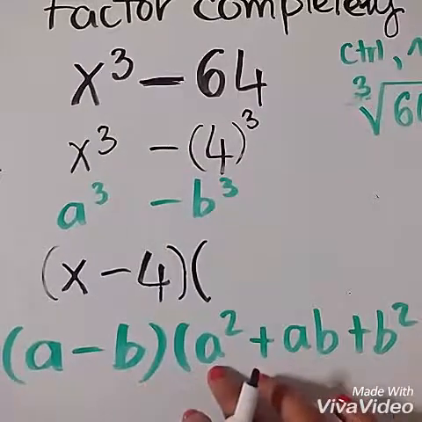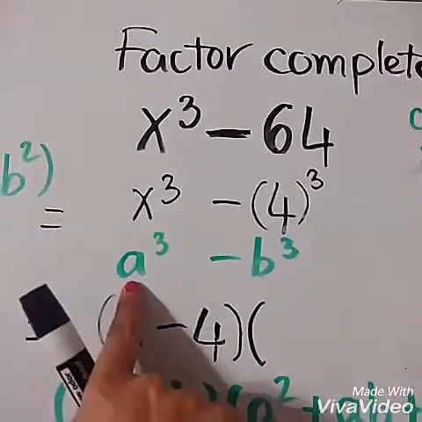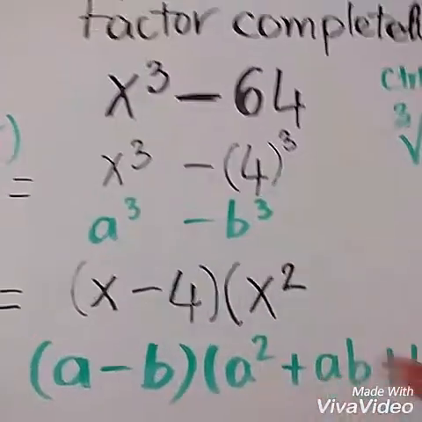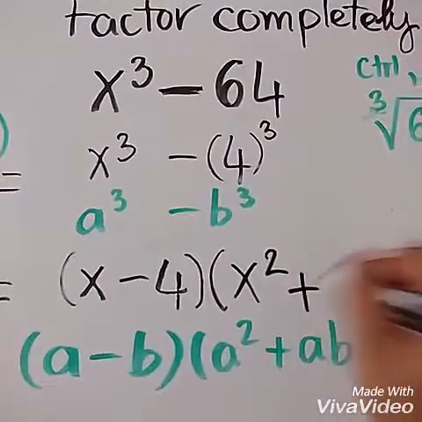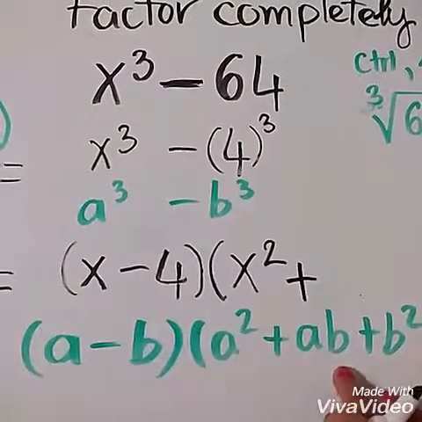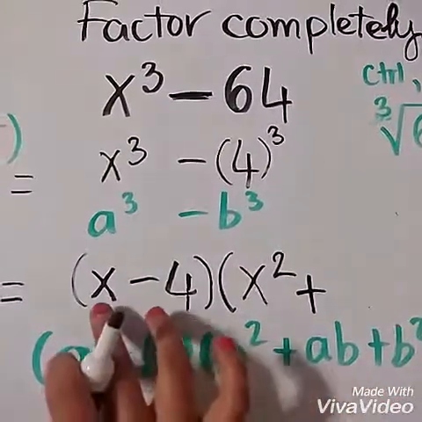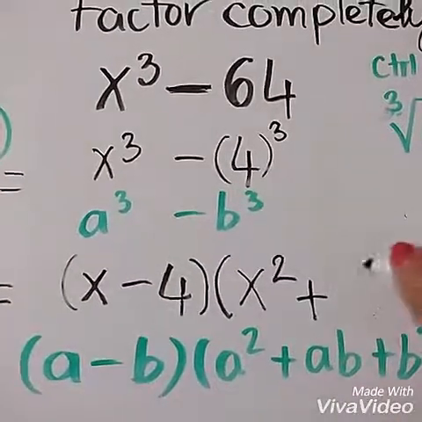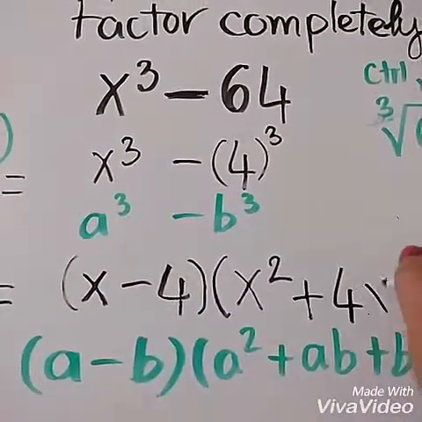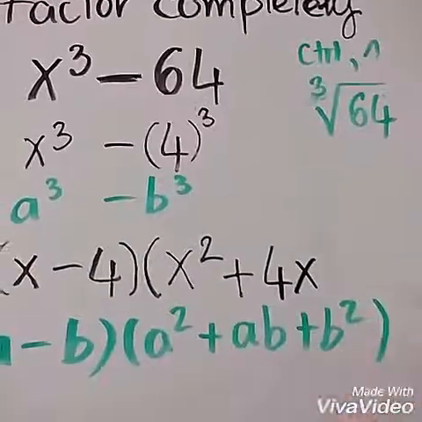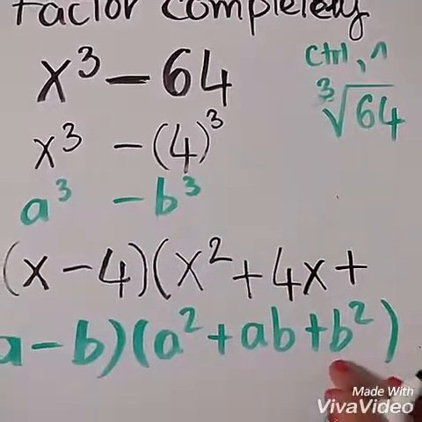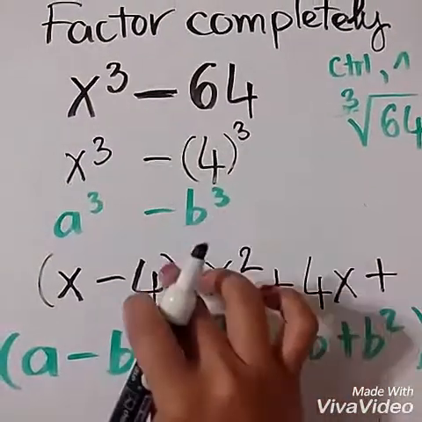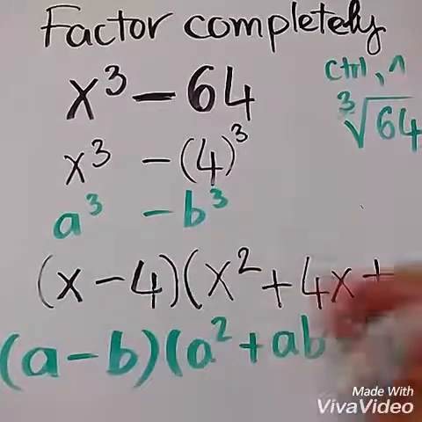Here I have a squared. I know my a is x, so I'm just going to replace that with x squared, plus ab, which means a times b. Here a is x and b is 4, so a times b gives you 4x. And the last term, you have to square the b, which in this case is 4. So when you square 4, you get 16.